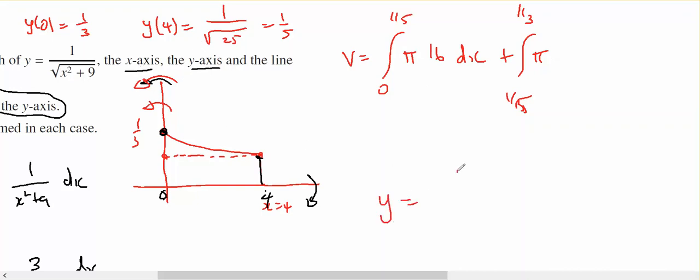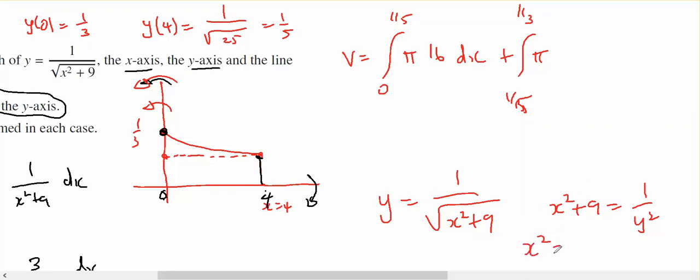So y equals 1 on top of the square root of x squared plus 9. x squared plus 9 equals 1 on y squared, just squaring everything and swapping. Therefore, x squared equals 1 on y squared minus 9. So 1 on y squared minus 9 dy.